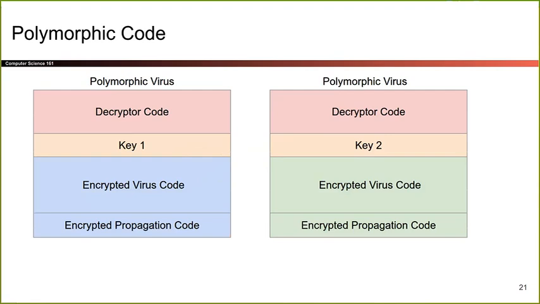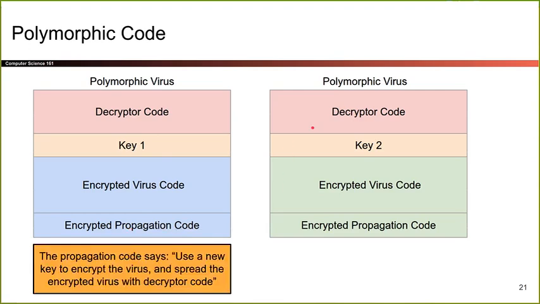And what happens here is maybe every time you spread the virus, you change the key and then encrypt it with a different key, so that the next person will still decrypt it correctly because they have the new key, but because it's a different key, the encrypted code looks different. And down here, there's the encrypted propagation code. So once the decryptor code decrypts the virus, it'll also execute, in addition to the virus, this propagation code, which says, encrypt the virus again and spread it to someone else. So you use a different key or a different IV or something different to encrypt the virus and send it to someone else.